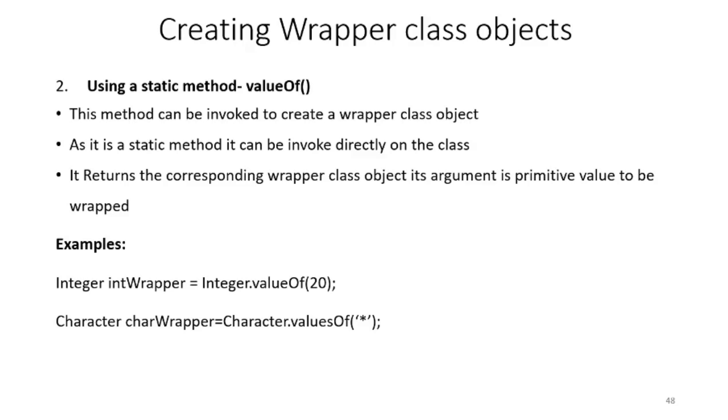Here is an example of the first point: Integer intWrapper = Integer.valueOf(20). So this intWrapper is the wrapper class object of type Integer, and it is going to store the value 20. We are calling the valueOf method directly using the wrapper class Integer. Similarly, there is a Character class, and we have created the object of the Character class with one character, that is star. So using this way also you can create the object of a wrapper class.